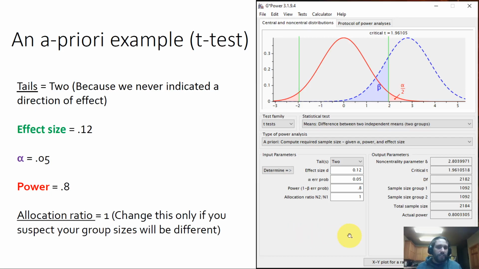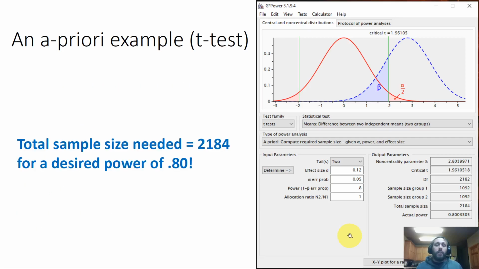So that's really all you need to do for that. And if you're having questions with this, please feel free to email me, talk to me during lab, and we can talk it over a little bit more. So again, the total sample needed is 2,184 for a desired power of 0.80. So again, that's an 80% chance of detecting the effect size of 0.12.